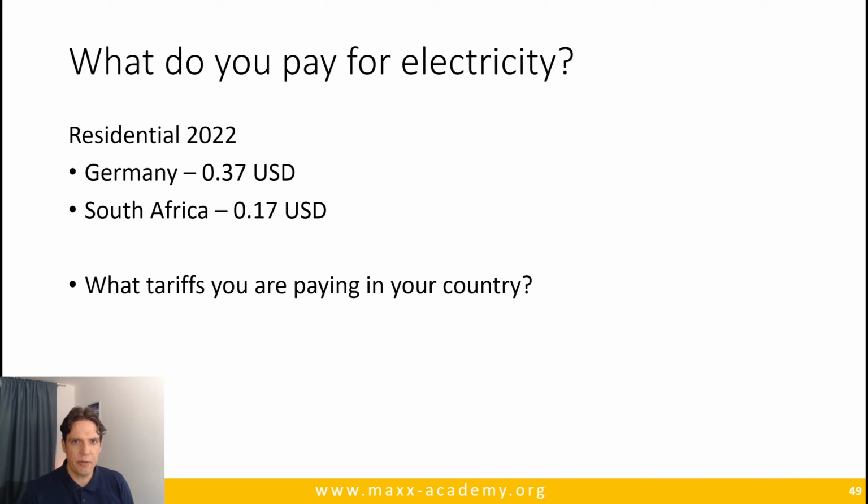It is also interesting to compare the 8 cents LCOE cost of solar with residential tariffs. Residential tariffs in 2022 in Germany were 37 cents, and in South Africa it was 17 cents. So a lot more than the 8 cents. It's also interesting to see what tariffs you are paying in your country. Would it be worth your while to install solar in the country where you are living?